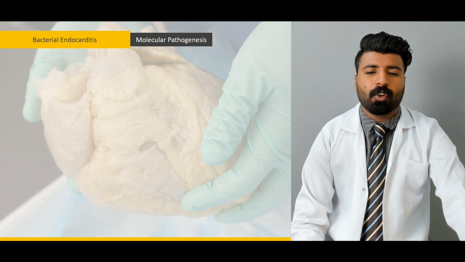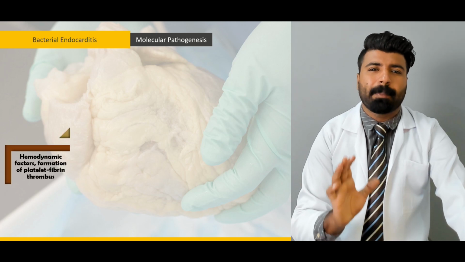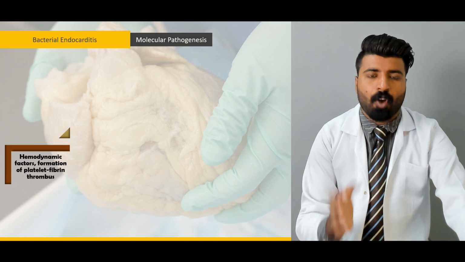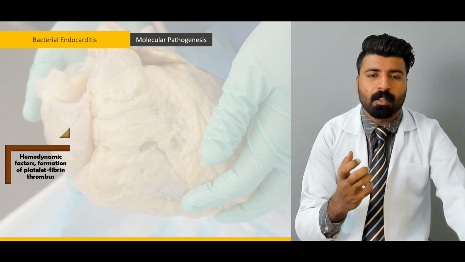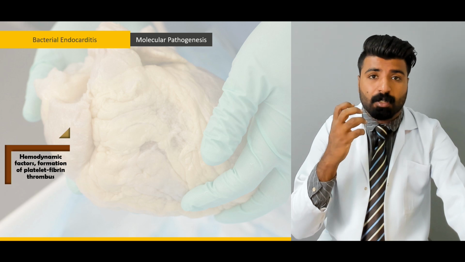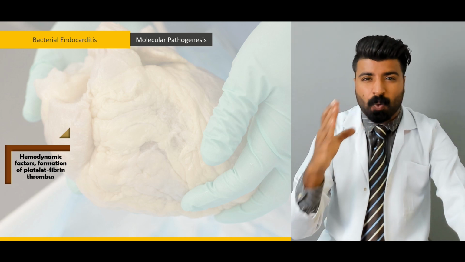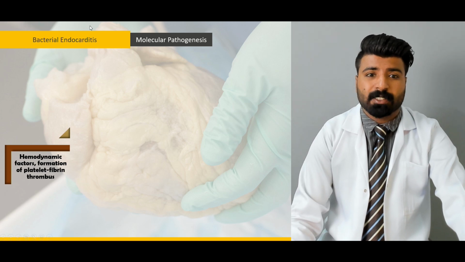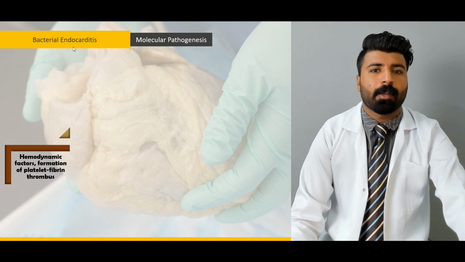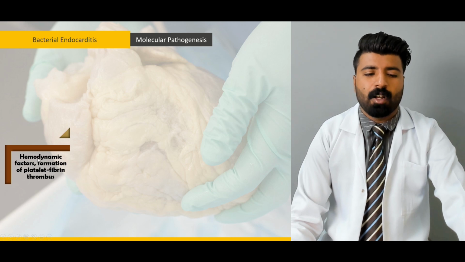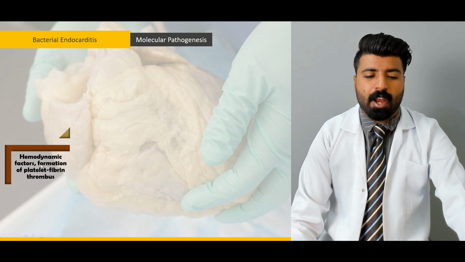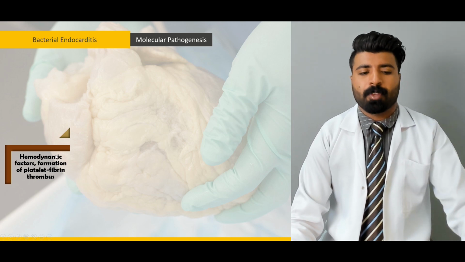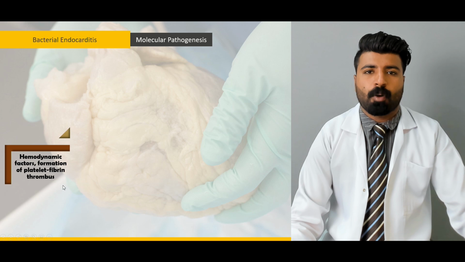Next on, we have molecular pathogenesis. What's the molecular pathogenesis of bacterial endocarditis? How does that normal or abnormal valve go through some consequences and lead to bacterial endocarditis, to the inflammation of the endocardium? Now let's discuss it. First of all, there are hemodynamic factors and formation of platelet, fibrin, thrombus. What are the hemodynamic factors? What's the formation of platelet, fibrin, thrombus?